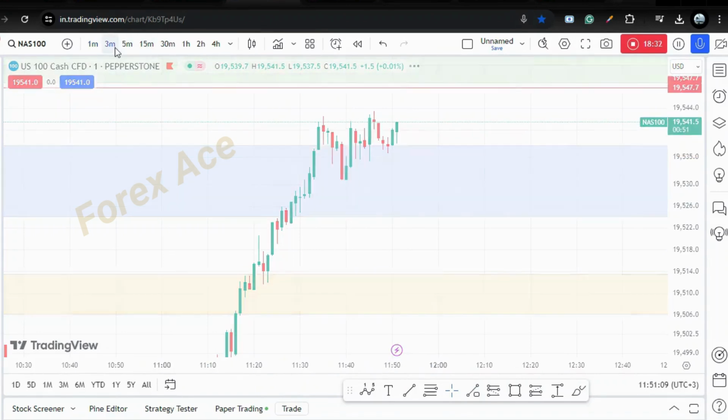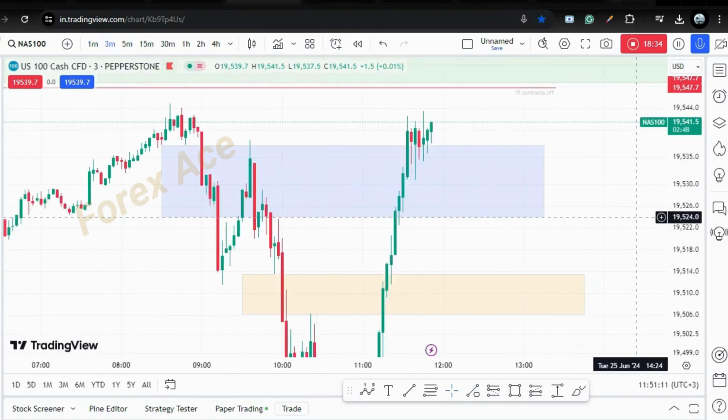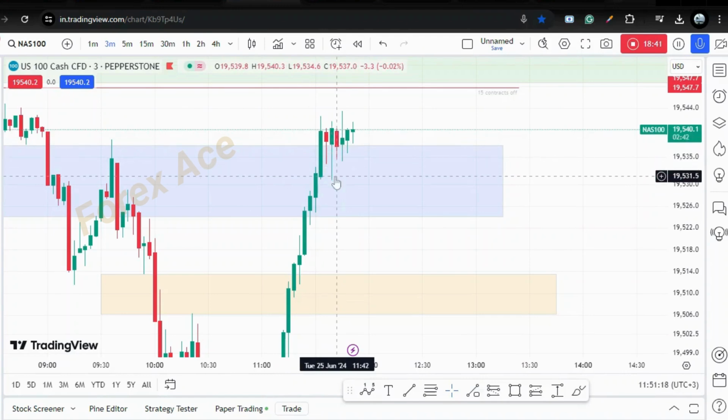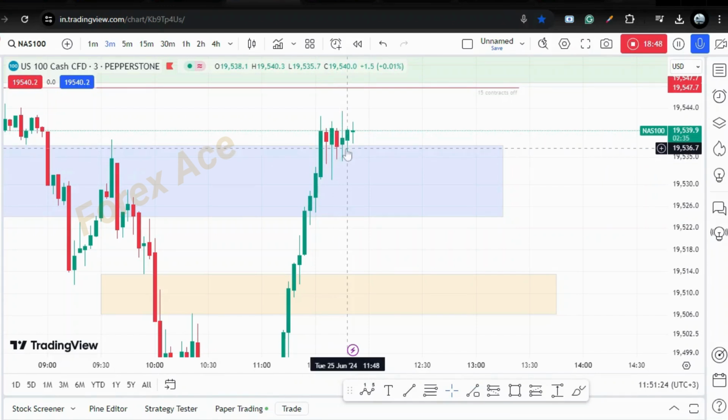So let's come to the 3 minute time frame. What does it show? The market wicked down. There is a fair value gap here. The market wicked down, it wicked down again, and again. It's forming wicks, which gives you the analogy that the market wants to buy.